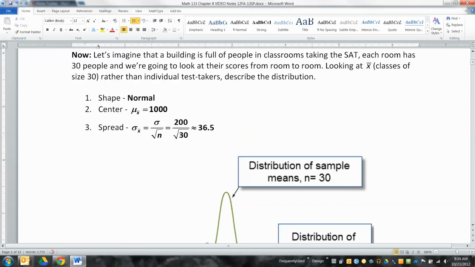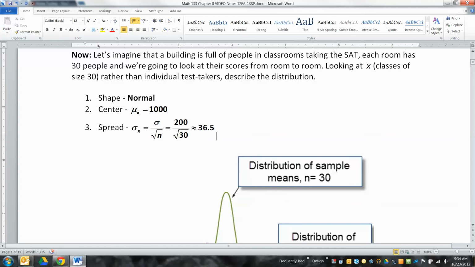Sort of like the OWLs in Harry Potter, right? So if that's the case, it's going to be even less spread, because there's even more people to balance each other out in that room. And instead of 200 over the square root of 30, it'd be 200 over the square root of 100, which would make this even smaller. You follow? So that's what we're doing in chapter 8.